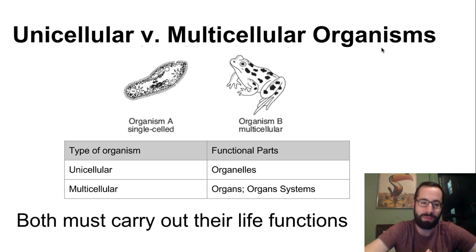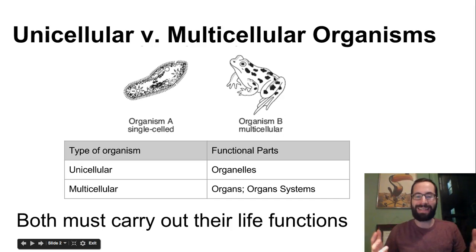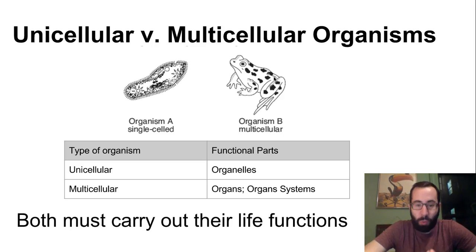two types of organisms. A unicellular organism is a cell or an organism that's made of one cell, whereas a multicellular organism, like the frog that you see in this picture, is comprised of many cells. Now, unicellular organisms function using organelles, like the mitochondria, the nucleus, and ribosomes, whereas a multicellular organism like you and me, we have organs, and our organ systems work together. One similarity, though, that both unicellular and multicellular organisms have together is that they must carry out their life functions.